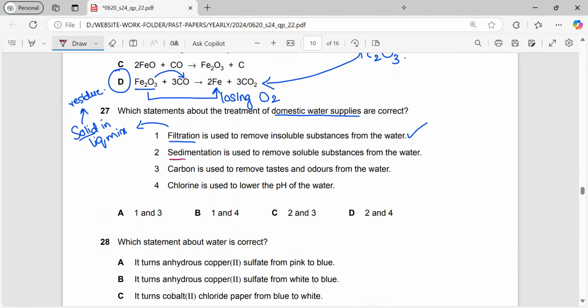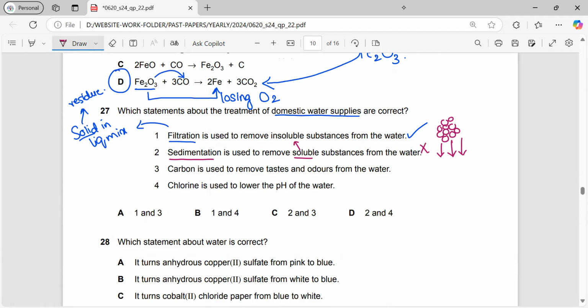Next one, sedimentation is used to remove soluble substances from water. Now, sedimentation is when the particles come together, they coagulate, they form a heavy particle and they settle down at the bottom of the tank. So sedimentation does not remove soluble substances. It is for insoluble substances, but which are very, very small. So this is not correct.